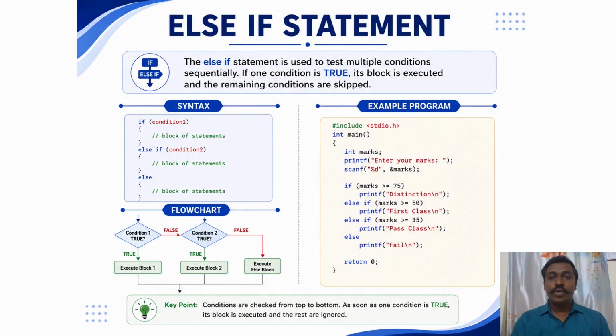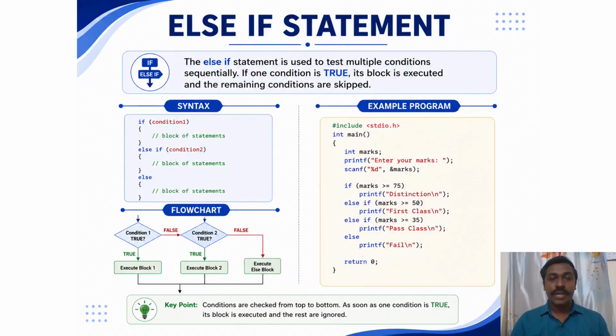Now the else if statement. This is used to test multiple conditions sequentially. If one condition is true, its block is executed, otherwise it will go on to the remaining conditions. If that is true, the other blocks are skipped. If it is not true, then the next condition will be checked. The syntax is given here.